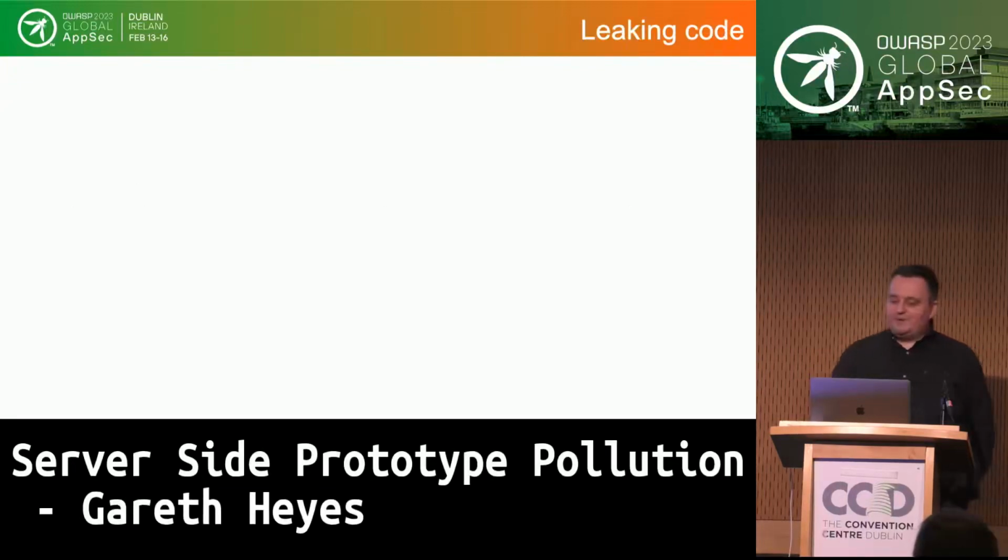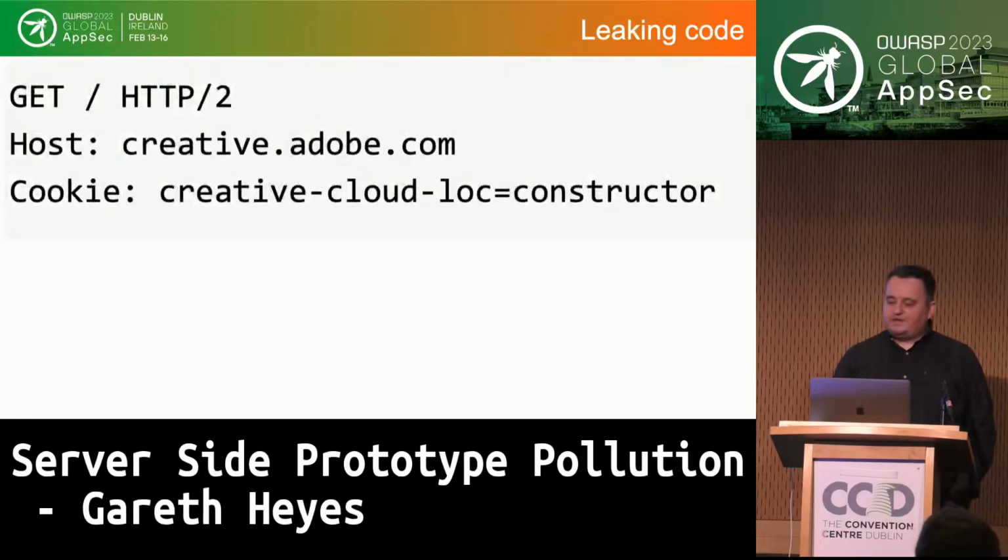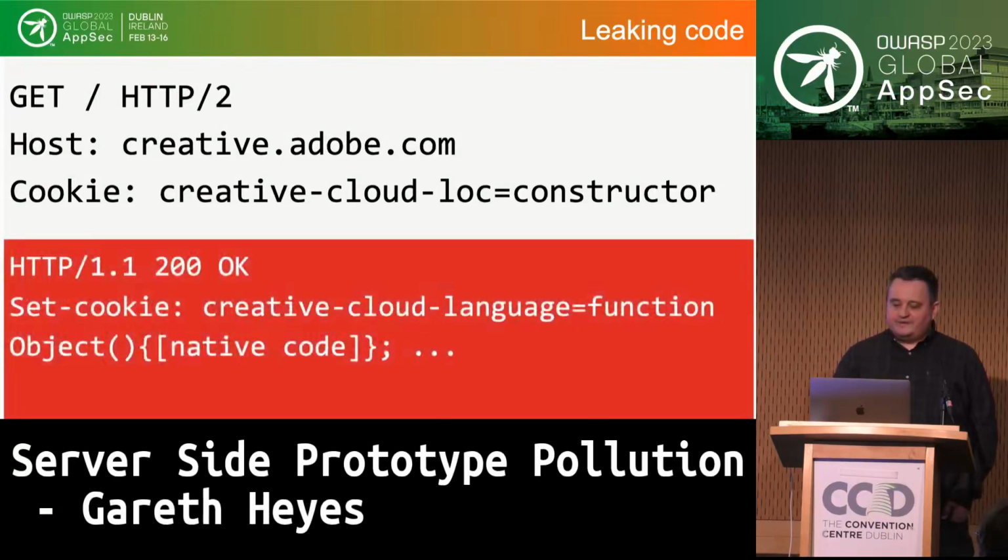Here we make a request to creative.adobe.com with a cookie called cookie cloud lock and a value of constructor. Can we guess what's going to happen? We get JavaScript native code. So what they're doing is they're using that value as a property name, and it's proven because you're getting JavaScript native code being reflected back in the Set-Cookie header. So constructor will work, valueOf will work, any sort of inherited property will work.